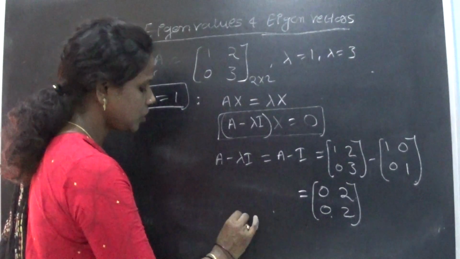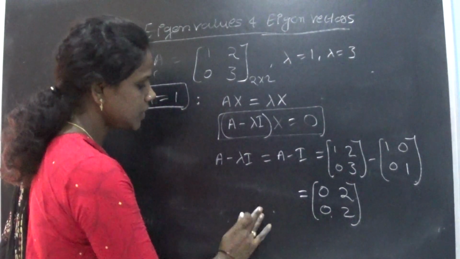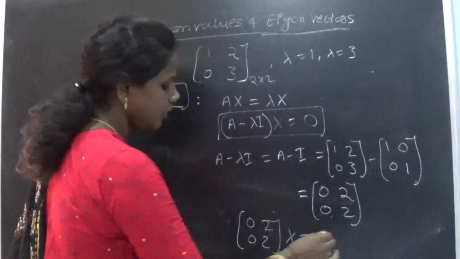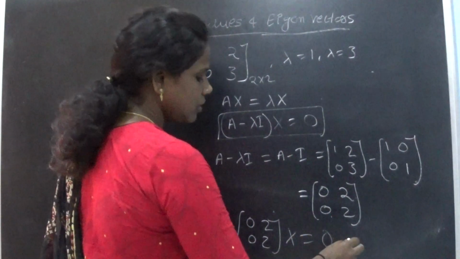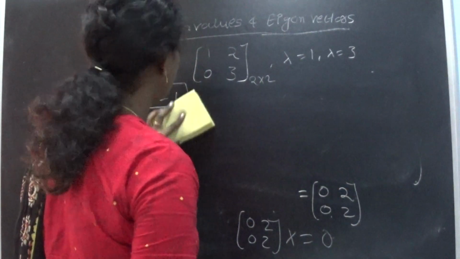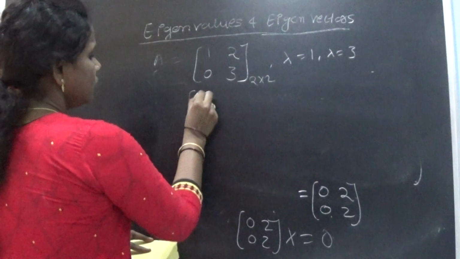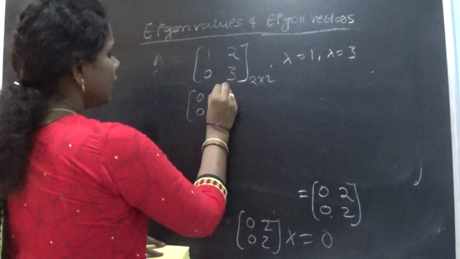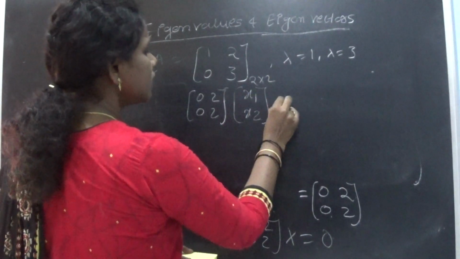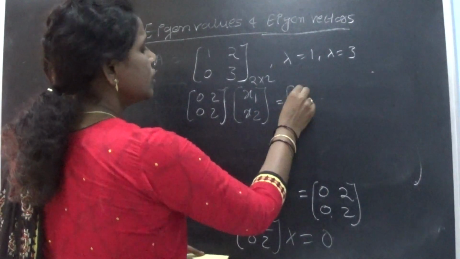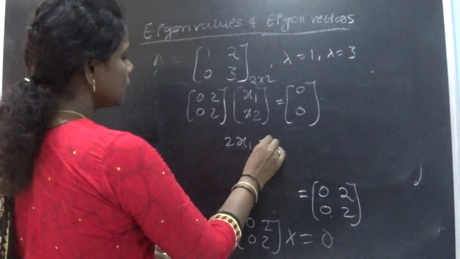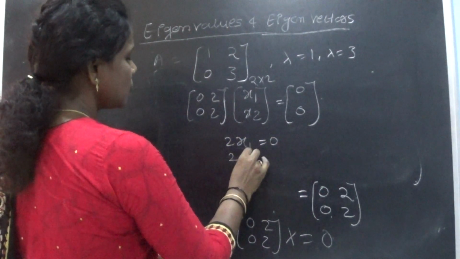Now we have to solve that homogeneous equation, that is 0 2 0 2 into x is equal to 0. If you write the equations, you take the eigenvector as x1, x2. Why? Because it is a 2 by 2 matrix, that's why we can get 2 unknowns. It equals 0, 0. And write the equations here: 2x1 equals 0, 2x2 is equal to 0.